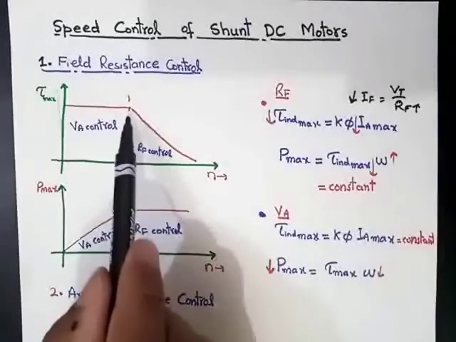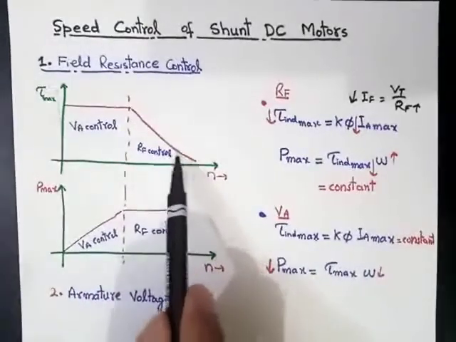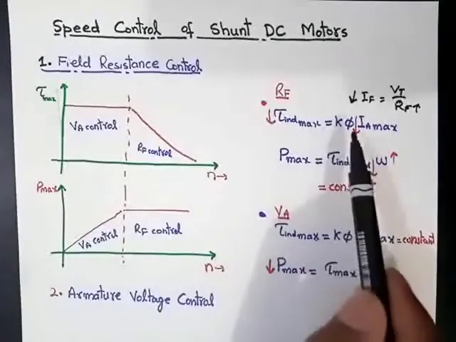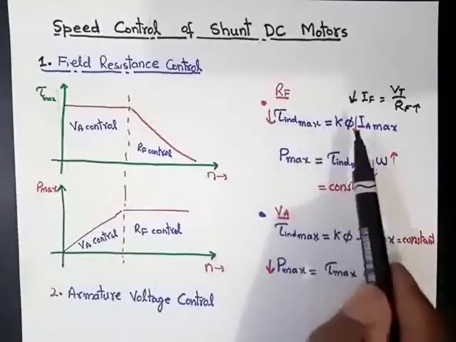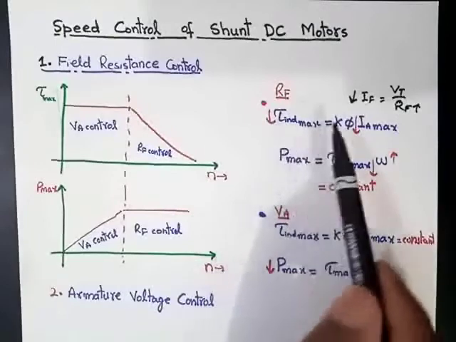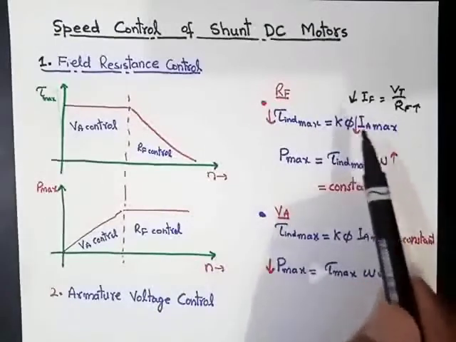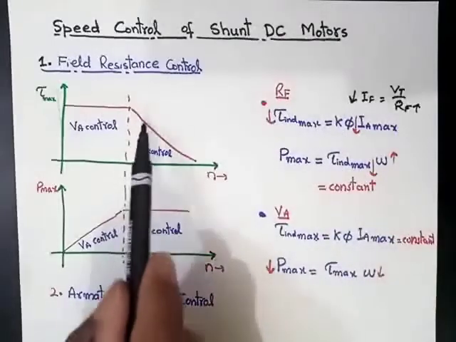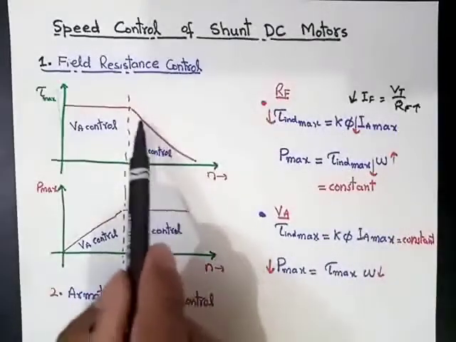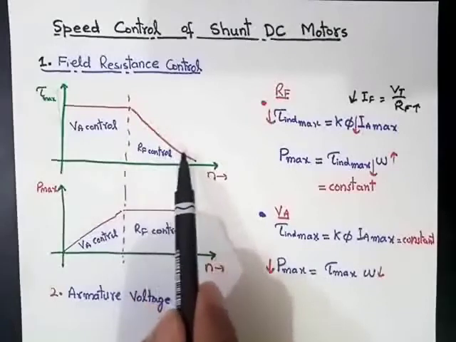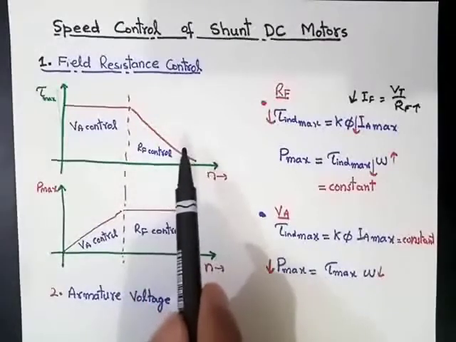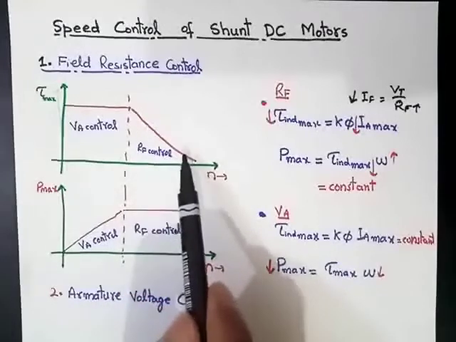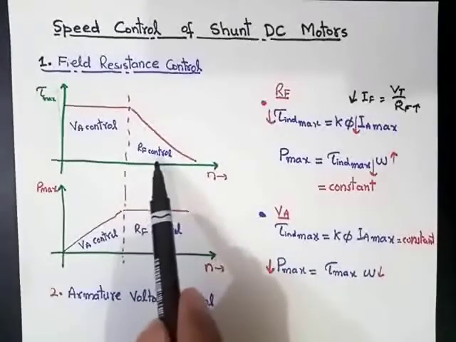So this will be the graph of the field resistance control maximum torque induced. Because the relationship between flux and induced torque is directly proportional, when the flux decreases, the maximum induced torque will decrease as well. So that's why this will be the graph of maximum torque induced by changing the field resistance, or by increasing the field resistance. This is called the Rf control.